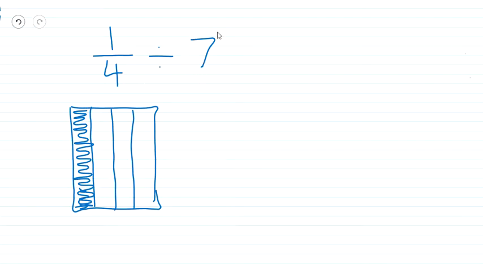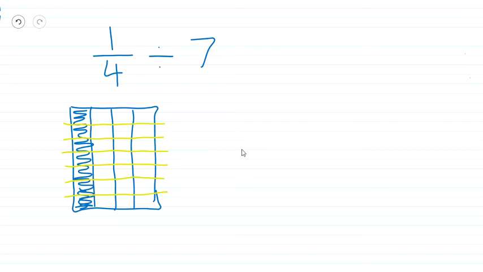Now we're going to divide that by 7. How are we going to divide this 1/4 model by 7? All we have to do is split this model right here into 7 pieces. So we're going to do that by, let's change the color of the pen right here so you can see. So I have 1, 2, now we have 3 pieces, 4, 5, 6, and 7. So we just split this model into 7 pieces. So we have 1, 2, 3, 4, 5, 6, 7.